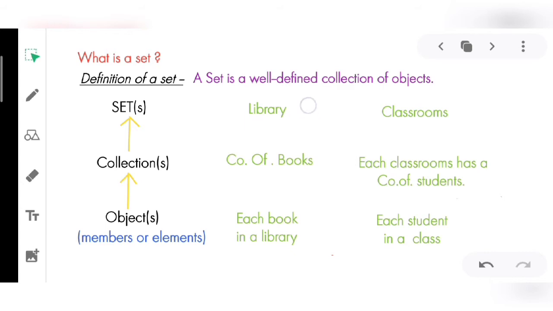To make the concept clear, we have given here some examples. We can say a library is a set because it has the collection of books, and every collection of books has a separate type of book, etc. And in a classroom we have a collection of students which are girls and boys, etc. Each and every boy and girl is noted as an object.